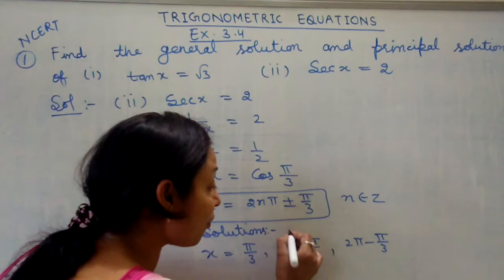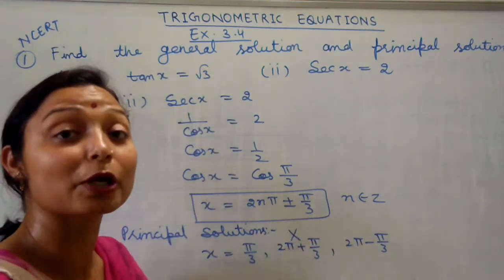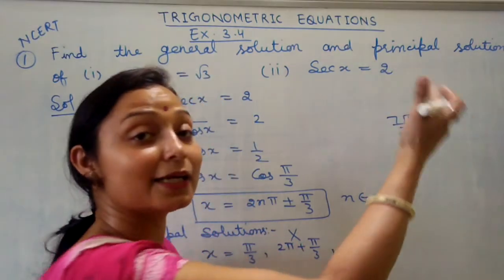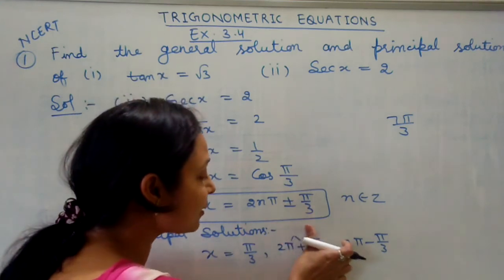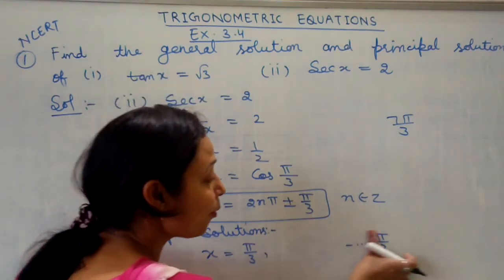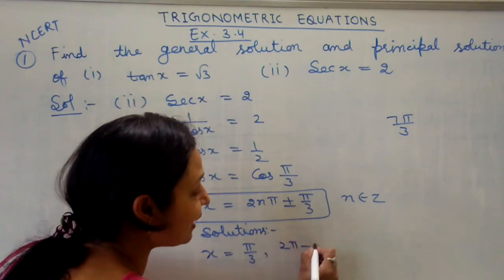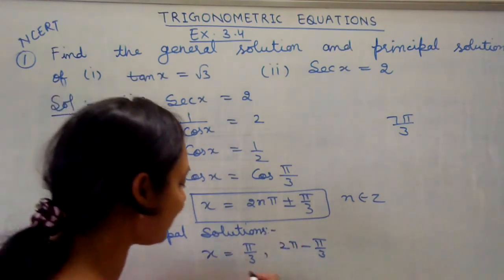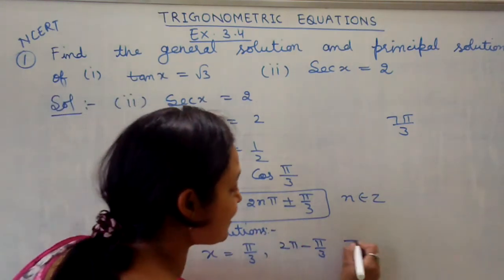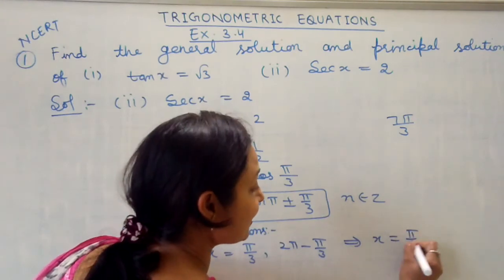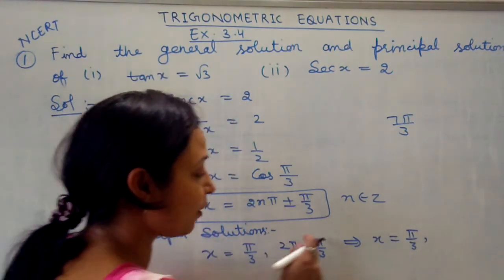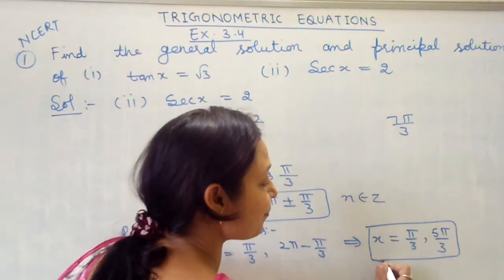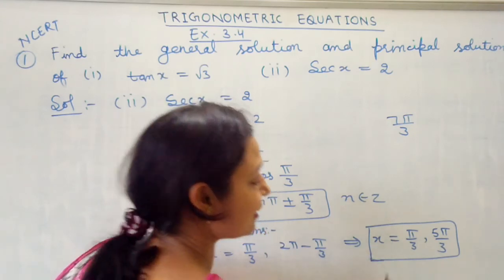This will not be included in the principal solution, because 7 pi by 3 is greater than 2 pi. So I will not include this one. Only the second term, 2 pi minus pi by 3, that means 5 pi by 3. The principal solution is x is equal to pi by 3, 5 pi by 3. So this is the way to solve the principal solution as well as the general solution.